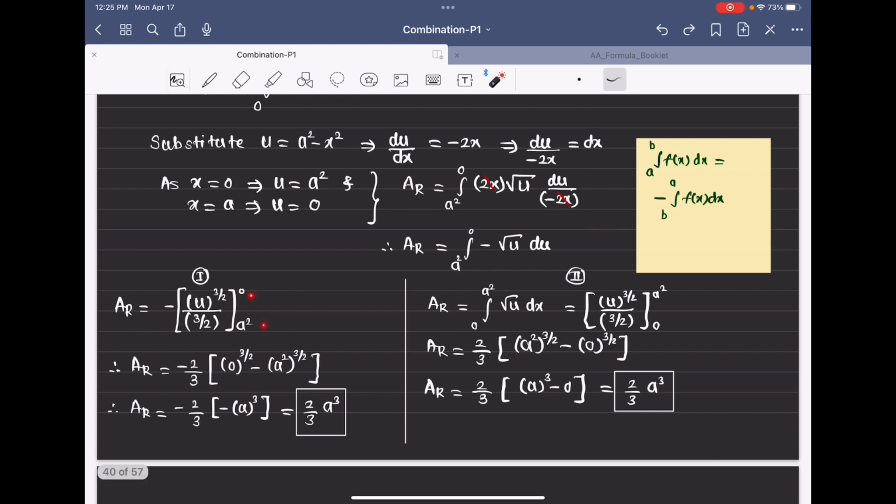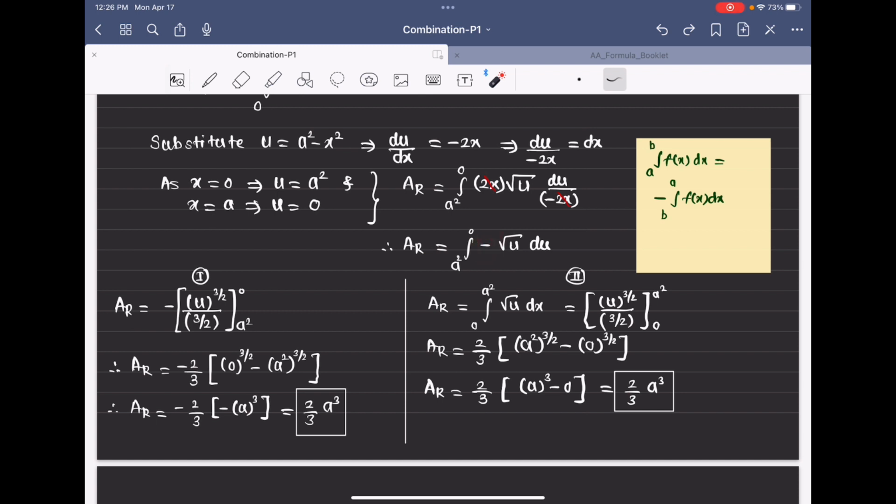Upper limit 0, lower limit a square, upon 3 by 2 is 2 by 3, so minus 2 by 3 because the minus sign is there. Put upper limit 0: 0 raised to 3 by 2 minus a square raised to 3 by 2, with minus 2 by 3 as it is. 0 raised to anything is 0. A square raised to 3 by 2, the 2 and 2 get cancelled, so a raised to 3, minus of a cube. Minus of minus becomes plus a cube, so 2 by 3 times a cube, that is my answer.